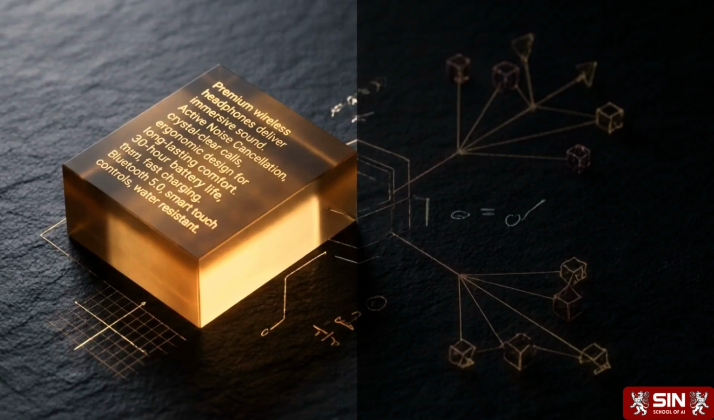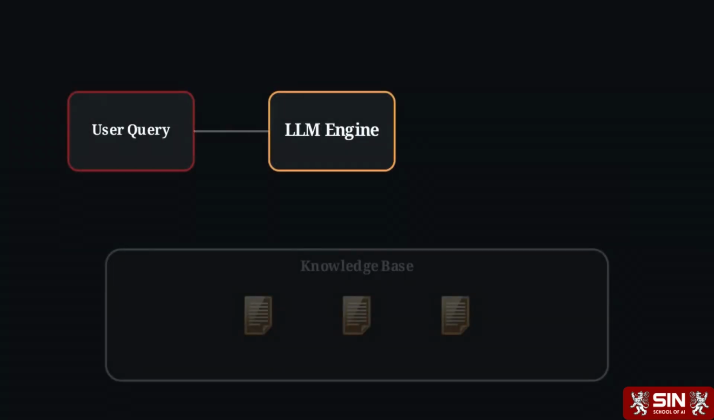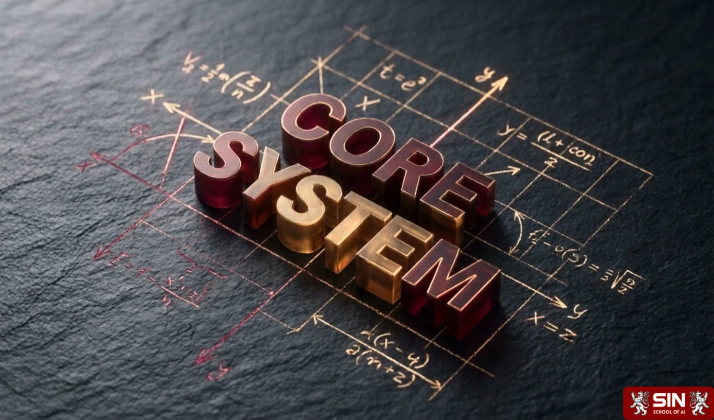Ask an ungrounded model for the best headphones to block airplane noise, and it will recite generic marketing copy from its training weights. Ask a grounded system, and it cites specific test results directly from your internal product catalog. The most advanced language model in the world will fail if you do not fetch the relevant context before generation begins. Ultimately, everything relies on the retrieval pipeline.